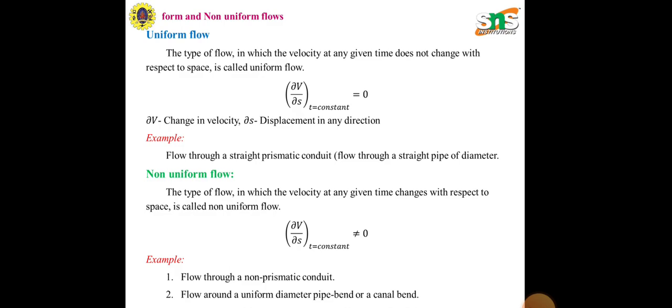Non-uniform flow. The flow in which the velocity at any given time changes with respect to space is called non-uniform flow. For example, flow through a non-prismatic conduit, where ∂v/∂s is not equal to 0 at constant time.